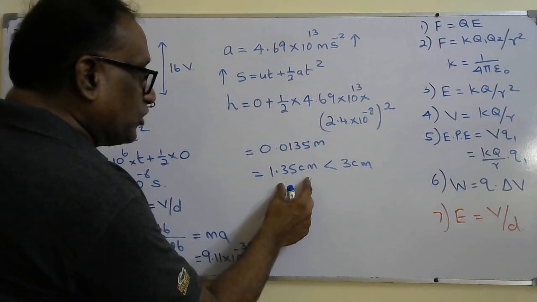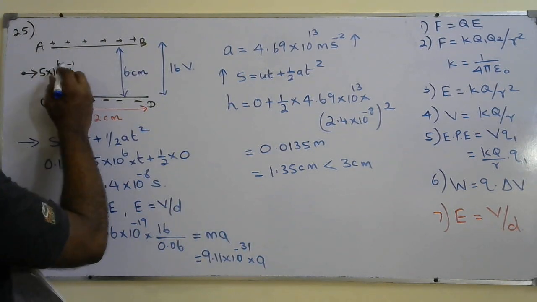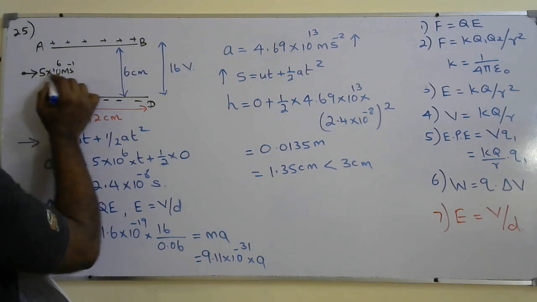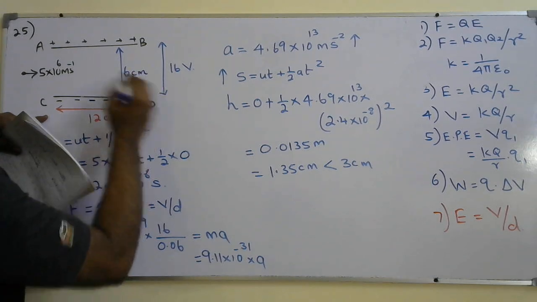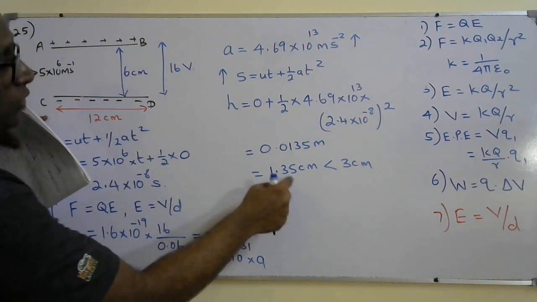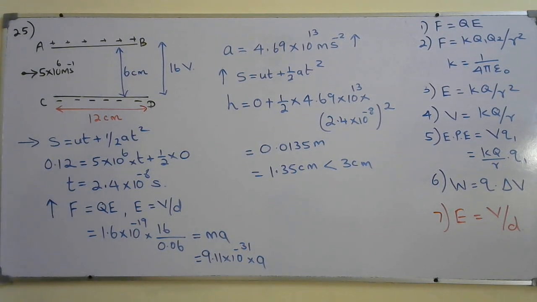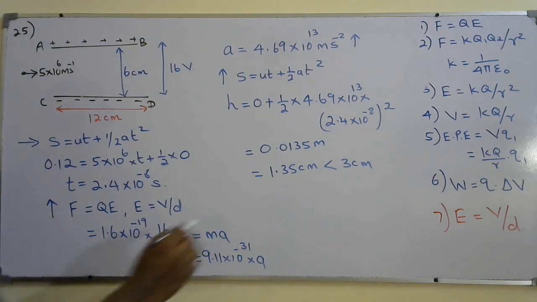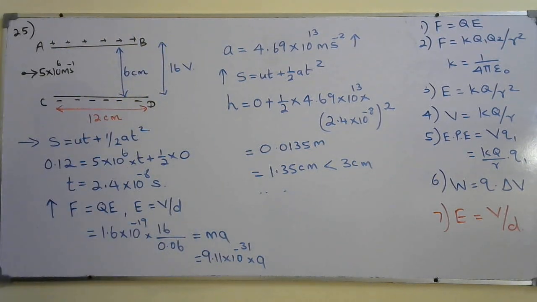Because if this value becomes more than 3, that means when the electron completes 12 centimeter in this direction parallel to the plate, it has gone a distance more than 3, meaning it has already hit the plate. So here you should give the conclusion: the electron will move out of the plate without hitting the plate.